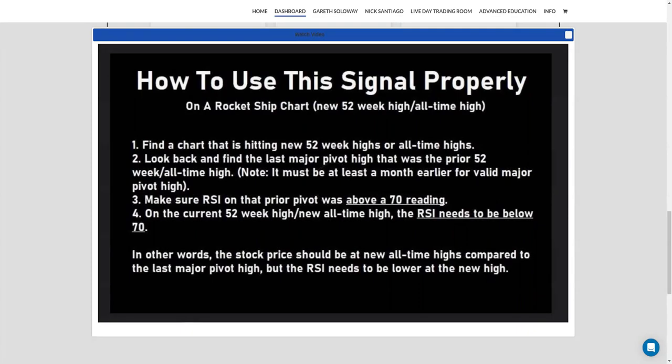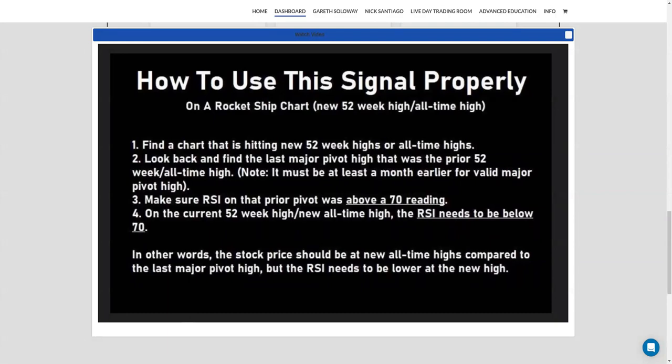myself versus just words. Okay, next up, number 3, make sure the RSI on that prior pivot was above 70 as a reading. So you want to look at that RSI on that first pivot high that you're basing the next move, the new pivot high, off of, and you want to make sure that essentially it was in the extreme overbought category. I look at above 70 as a reading.